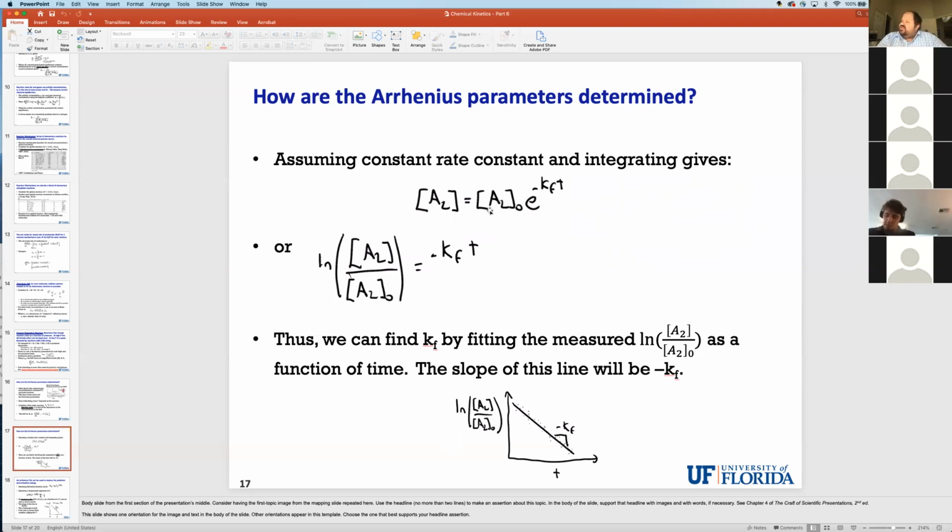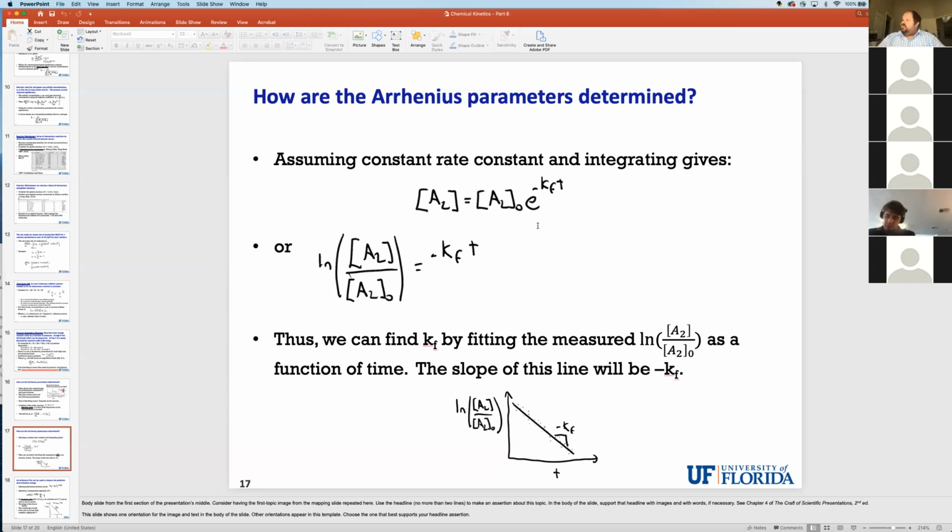Assuming an initial concentration of A2 as A2 naught, it's a rather simple separable ODE to solve, and you get that the time varying concentration of A2 is equal to the initial concentration times this decay function here. Okay, so here, if you wanted to know or predict the concentration of A2 as a function of time, you would use this form.